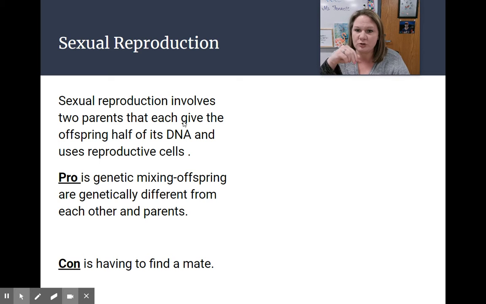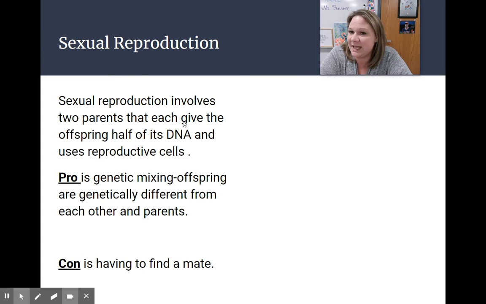Two parents are contributing genetic material to the offspring, to the child. And so each of the parents are going to give the offspring half of their DNA. Okay, so if we think about it, this is how reproduction works in humans. And might I just say again, how amazing it is that living things can make more of themselves. I mean, that's really crazy when you stop and think about it.